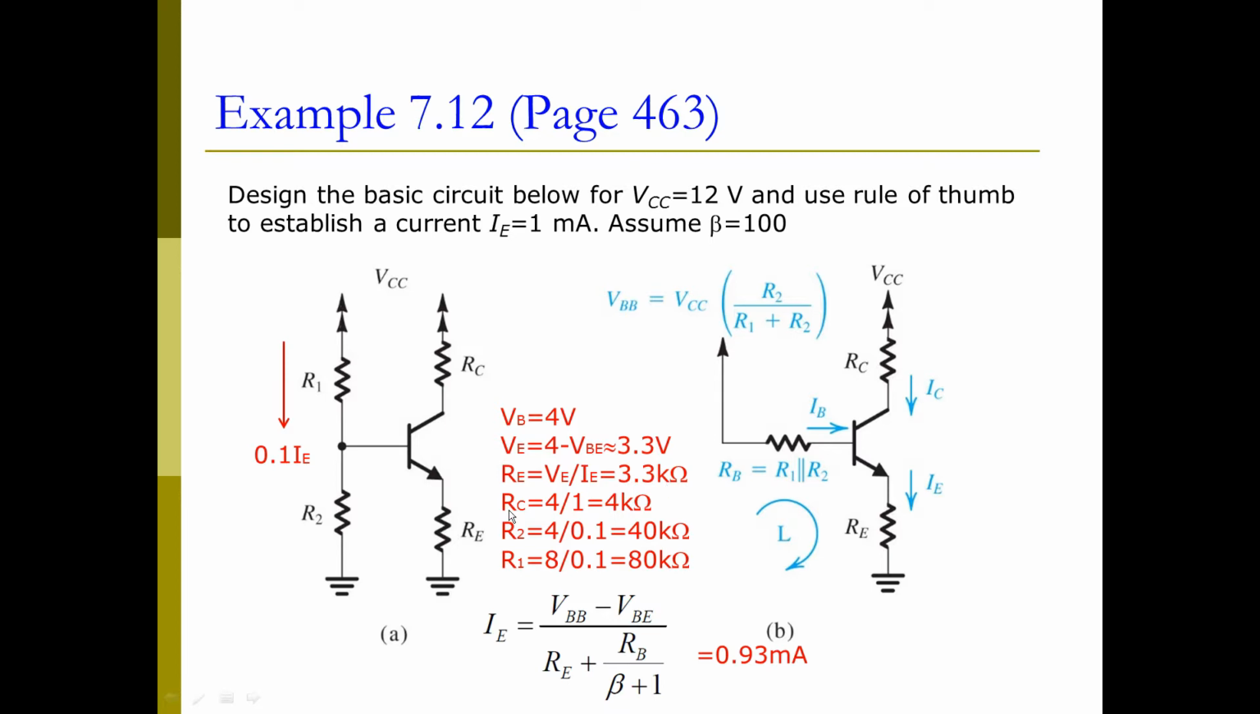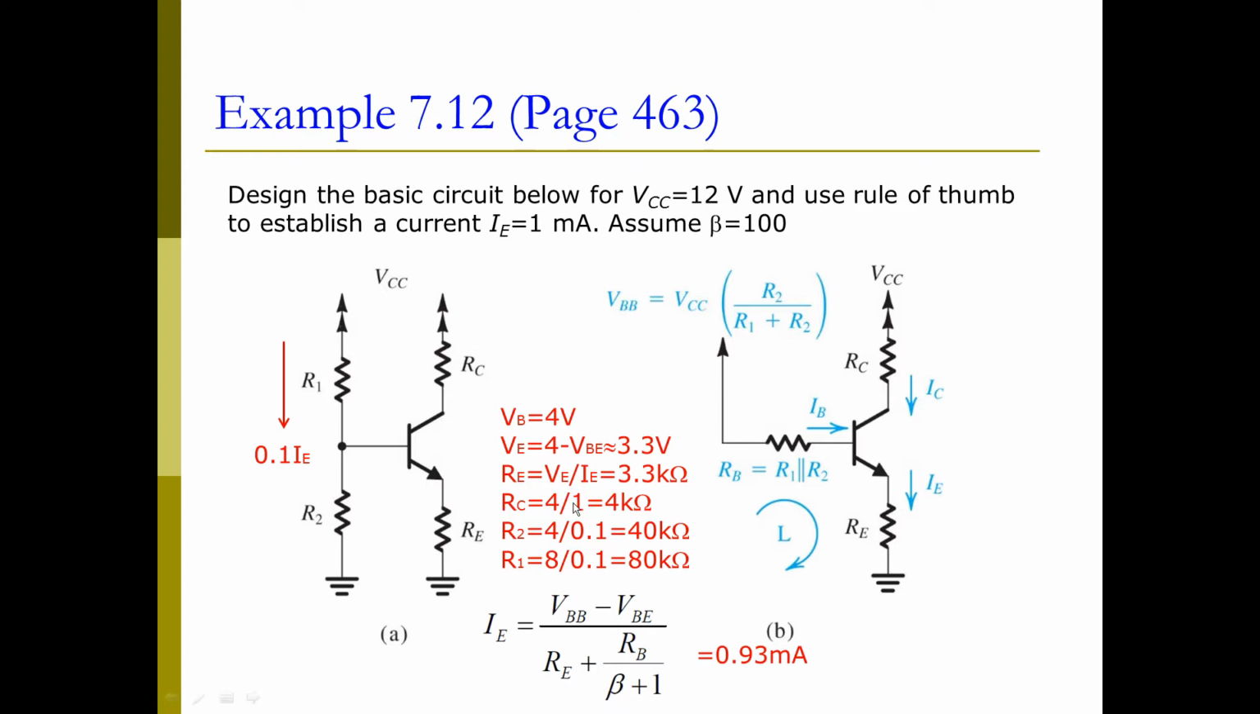For the RC value, using the rule of thumb, we need 1/3 voltage drop across this RC. The 1/3 voltage drop is 4 volts. And 4 volts divided by 1 milliamp, because the collector current will be almost the same as our emitter current, we will get 4 kilohms for the RC here.